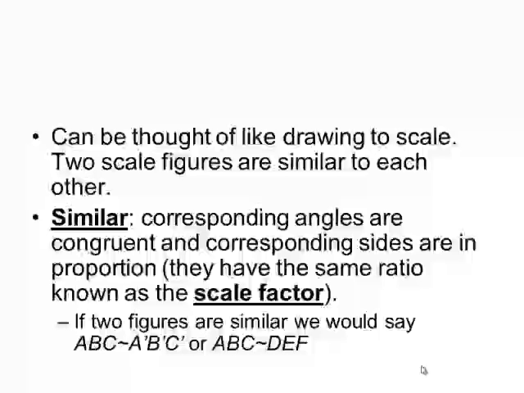The symbol that we use for similarity is the little tilde symbol or the little squiggle line, the thing that we've been putting over our congruent symbols. So for congruent, we use an equals and that line. When we're talking about similarity, we just use that little squiggle.